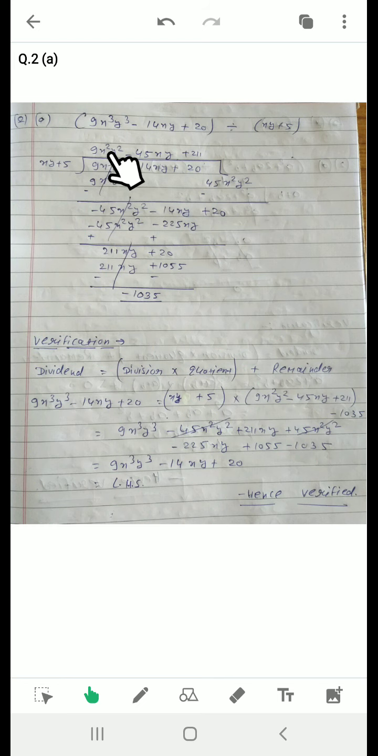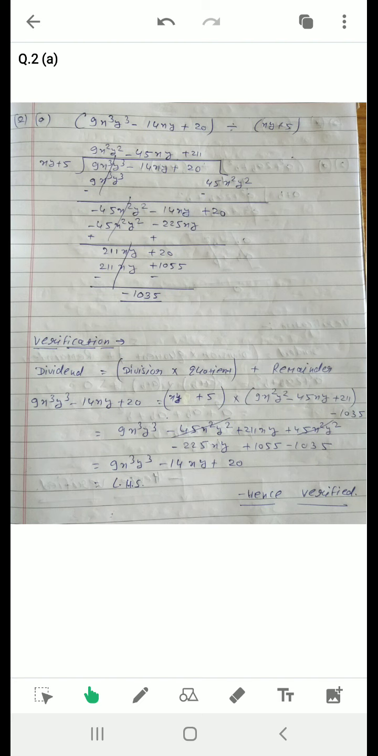Now this 9x square y square will be multiplied by all the terms of the divisor. If there are 3 terms in the divisor, I will multiply this quotient by all 3 terms. If there are 2 terms, I will multiply by 2 terms. So 9x square y square multiplied by xy, I will write 9x cube y cube. 9x square y square multiplied by 5 will be 45x square y square.